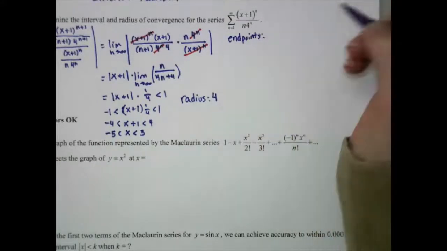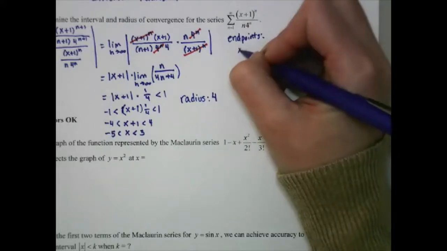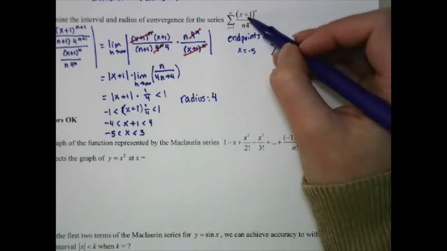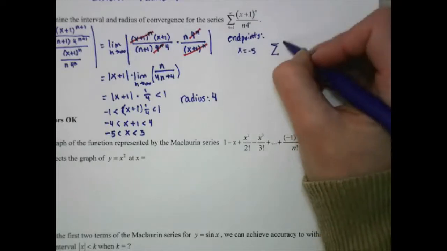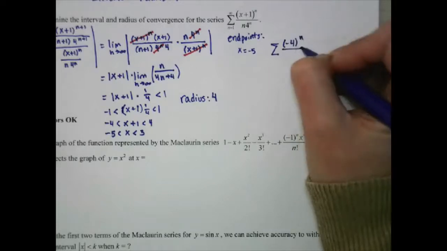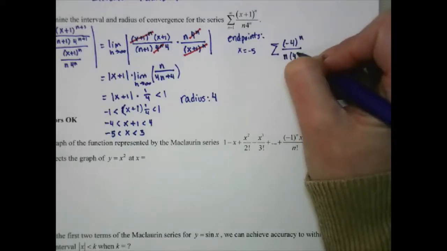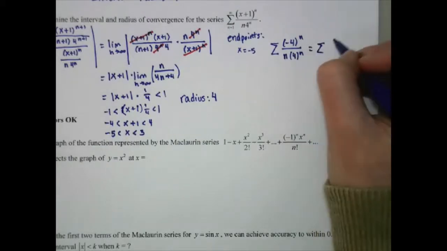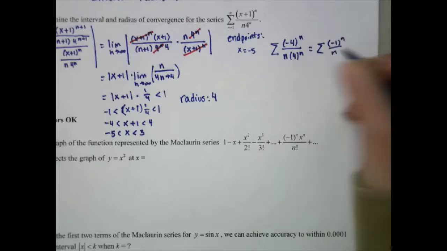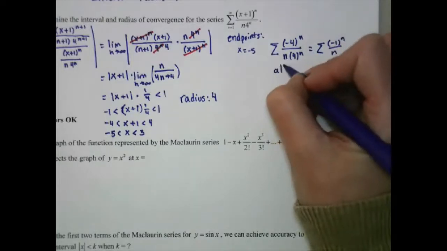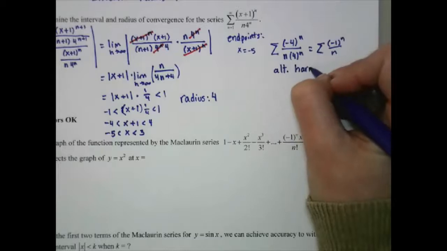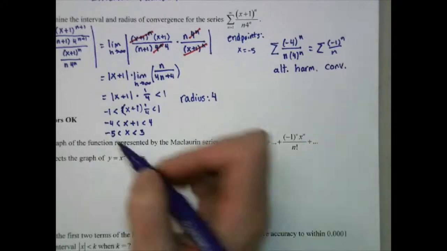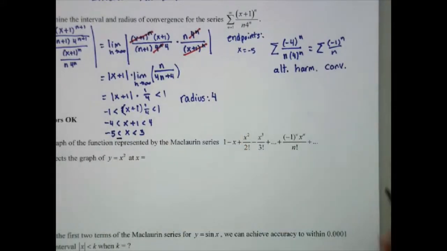Okay, so we're going to test -5. When x is equal to -5, my series, when I plug in -5 in here, is going to be a -4. Well, the -4 to the n over 4 to the n is just the same as -1 to the n. So this is alternating harmonic. So this converges. We can always say that. So the -5 is included.